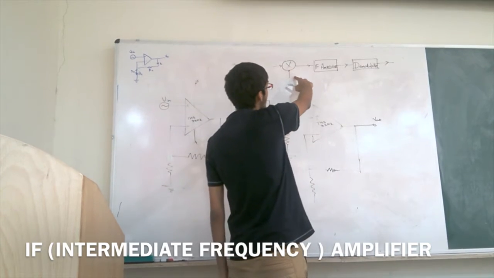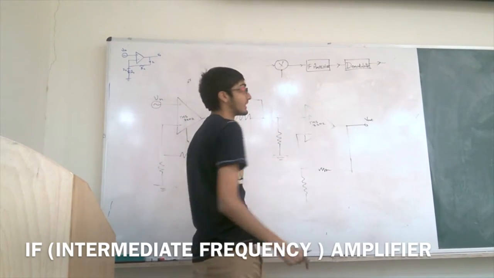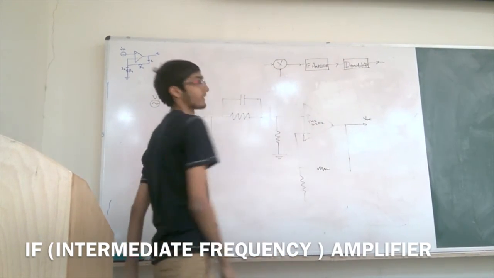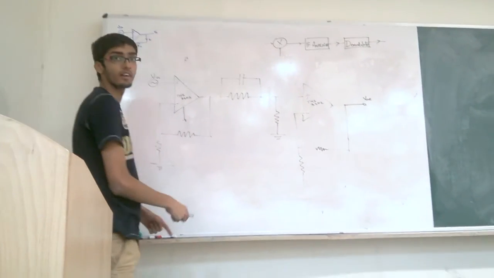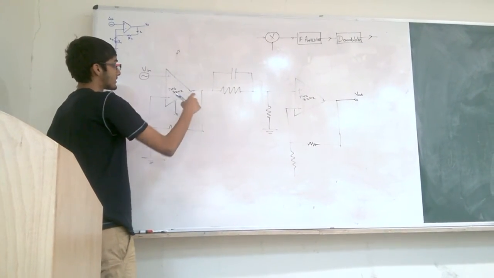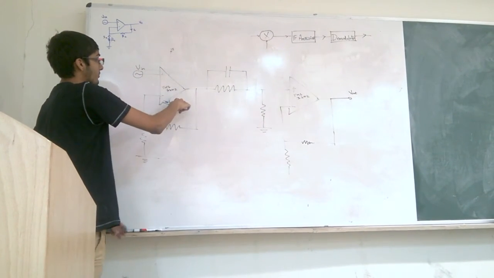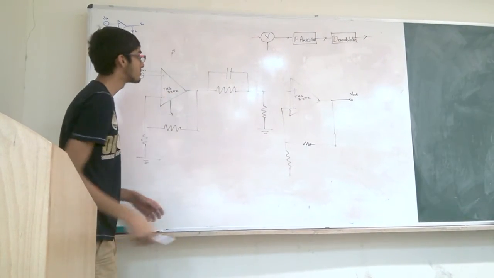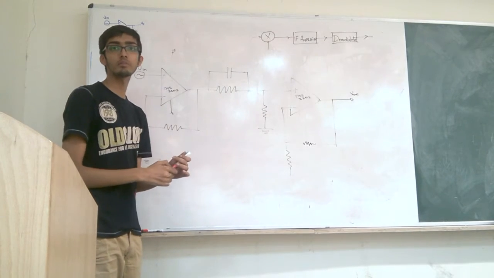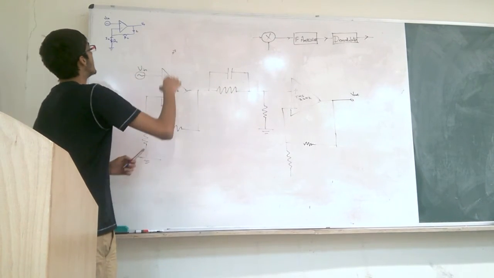So after the mixer, the wave of 10.7 megahertz central frequency goes into the IF amplifier. So this is the IF amplifier. This IF amplifier basically consists of two op amps. These are a special type of op amp, THS3202, which selectively amplify the 10.7 megahertz frequency they get in.